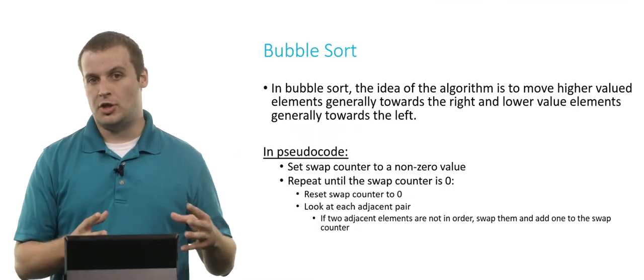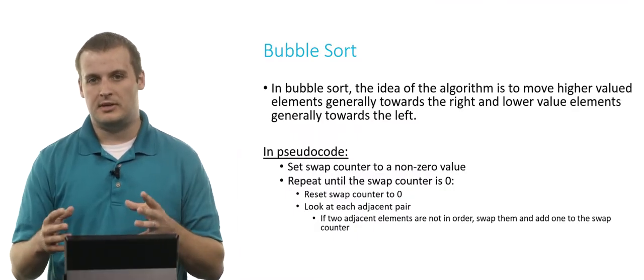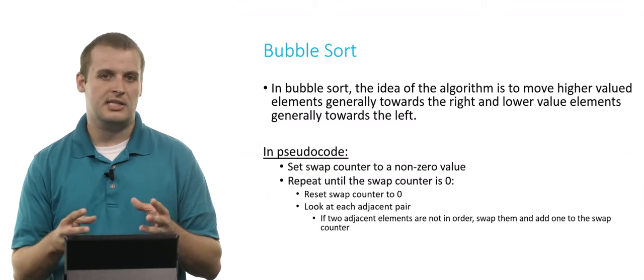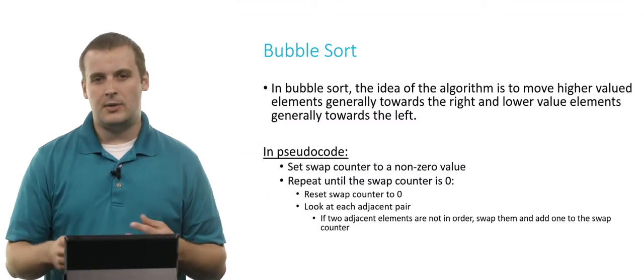Right, so bubble sort is an algorithm we can use to sort a set of elements. Let's take a look at how it works. The basic idea behind bubble sort is this. We generally want to move higher valued elements to the right and lower valued elements to the left, as we would expect. We want the lower things to be at the beginning and the higher things to be at the end. How do we do this?